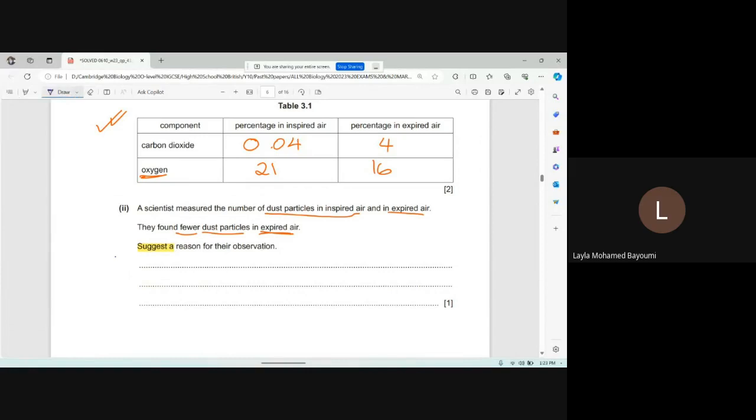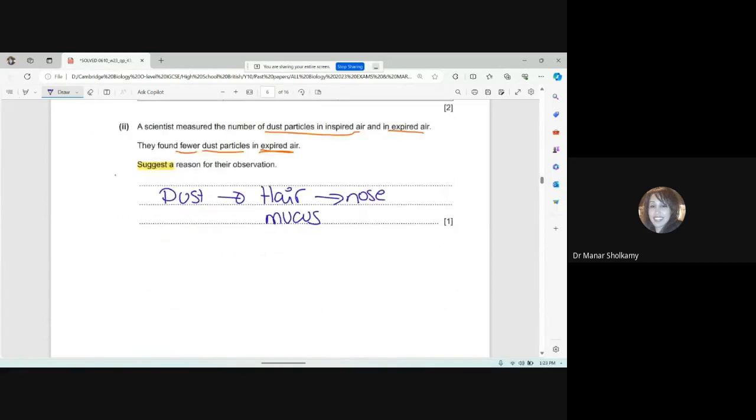Because there is mucus which traps dust. Very good. This dust is trapped by two things in your respiratory system, by hair and cilia, the hair in your nose, and cilia in your trachea, and also the mucus. Very good, correct. And this is a form of mechanical defense, by the way.